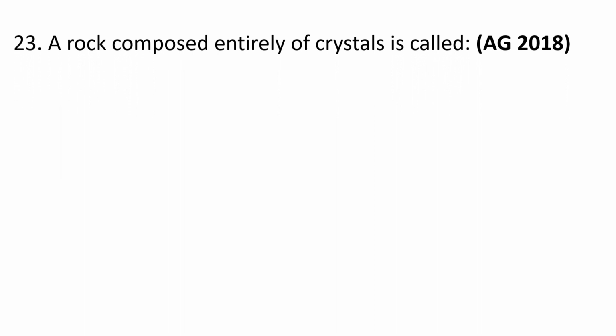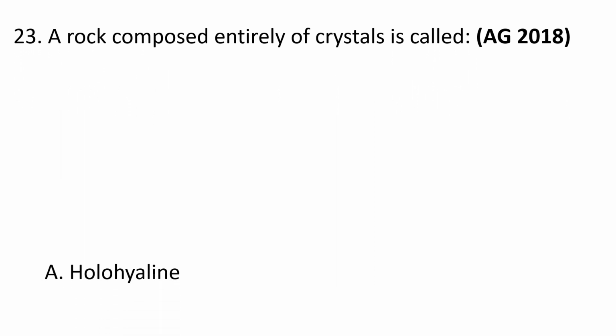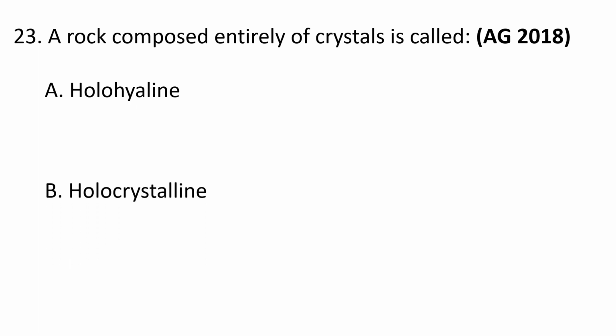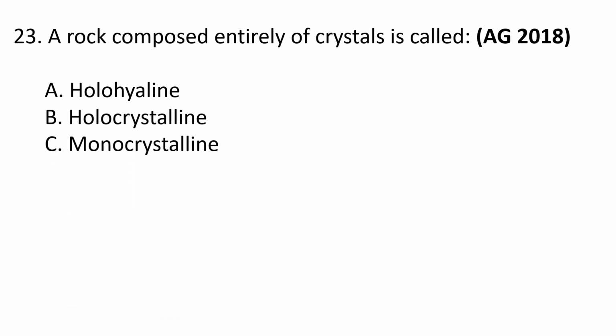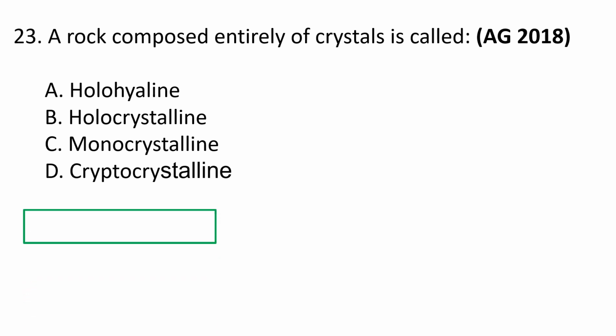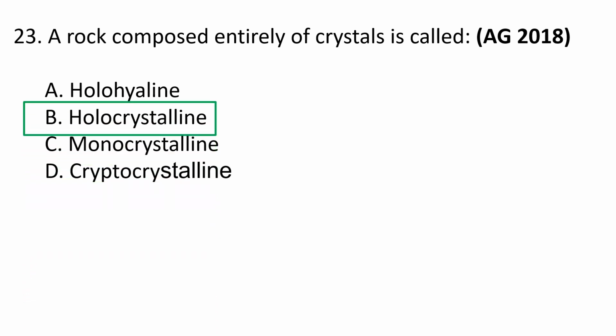Coming to the 23rd question. A rock composed entirely of crystals is called. Choices are A. Holohyaline, B. Holocrystalline, C. Monocrystalline, D. Cryptocrystalline. So here the correct answer is B. Holocrystalline. So when a rock is composed entirely of crystals, it is called holocrystalline, whereas if it is entirely glassy, it is known as holohyaline, and if it is intermediate, that is known as merocrystalline.